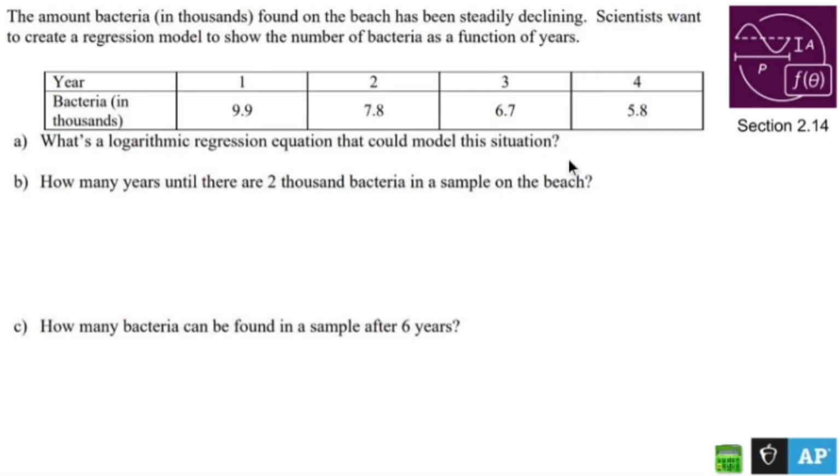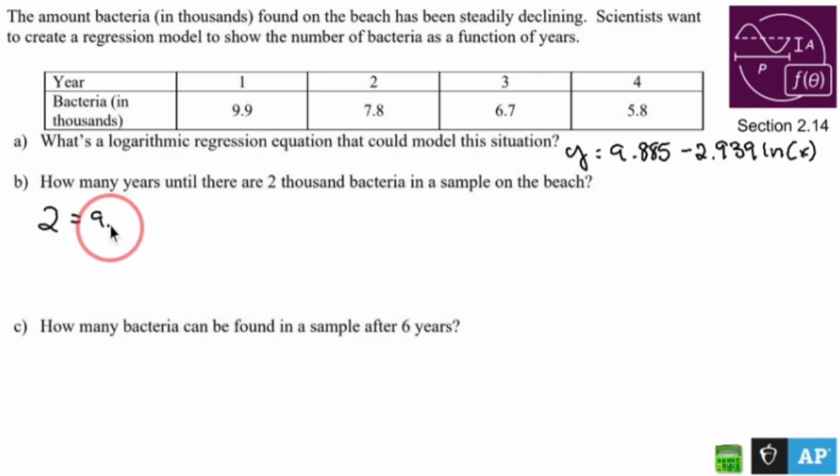So let's get rid of that ln reg because we're going to need all the space we can get to write out this awful formula. y equals 9.885 minus 2.939 ln of x. Now I'm going to use that for B and C. C is actually a whole lot friendlier than B, but that's not the order that we have. B says how many years until there's 2,000 bacteria, which means we're solving for x and we're going to let y equal 2.